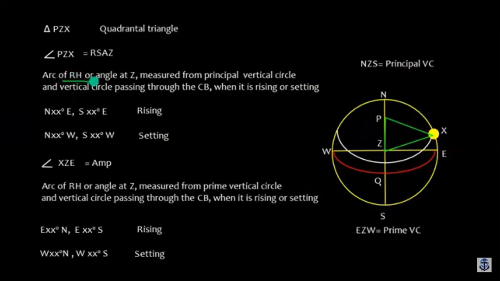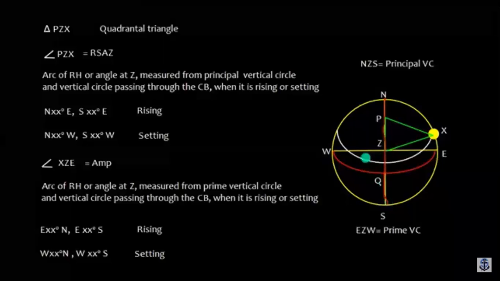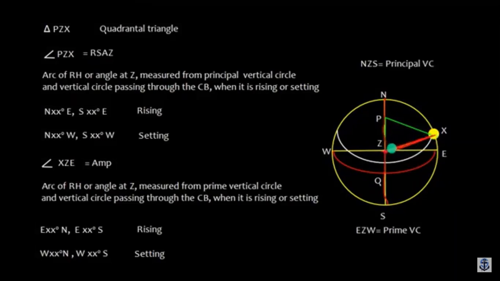So the definition of amplitude we have already seen before: it's the arc of the rational horizon at the zenith measured from the principal vertical circle and the vertical circle passing through the celestial body when it is rising or setting. So this is the principal vertical circle, the north south vertical circle, and the vertical circle passing through the body.